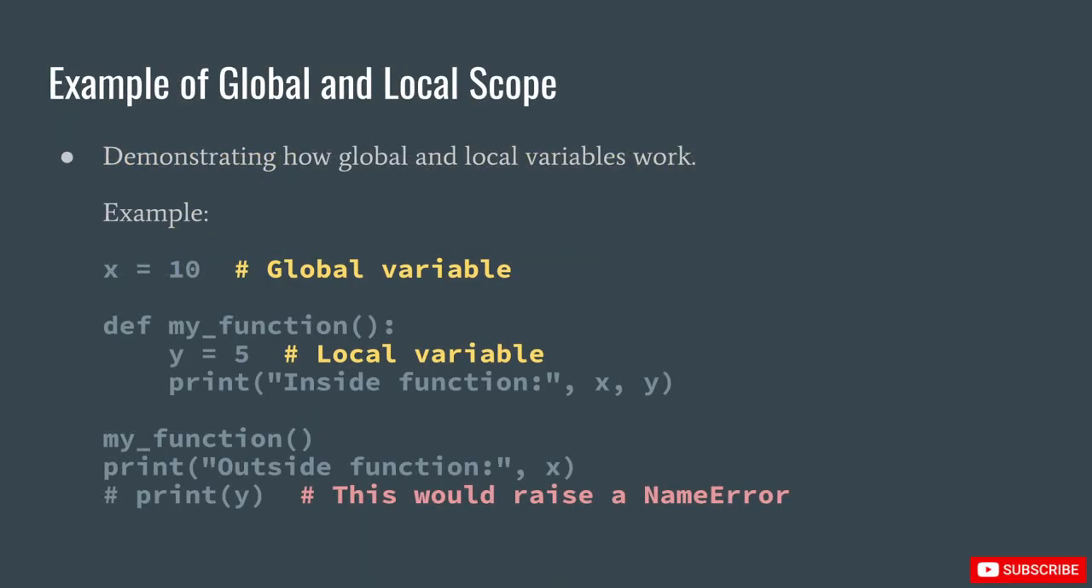In this example, we have a global variable x defined outside of any function, and a local variable y inside the myFunction function. When we call the function, both x and y are accessible within it. However, outside the function, only the global variable x is accessible. If we try to print y outside the function, it would raise a NameError since y is only available within the function's local scope.